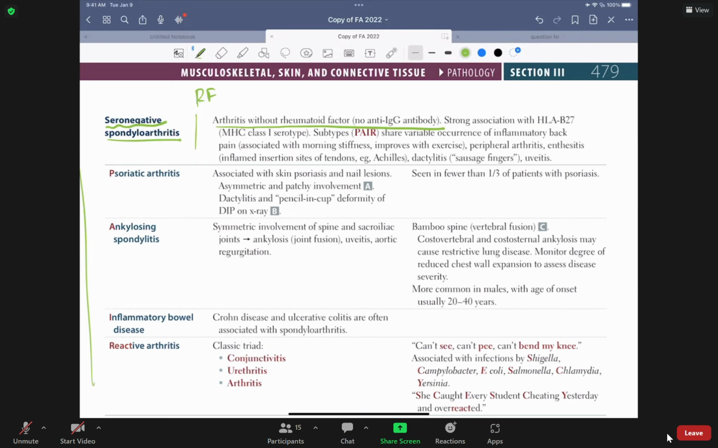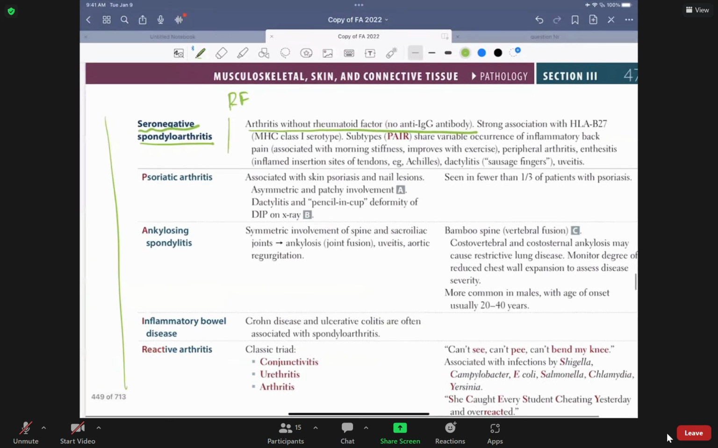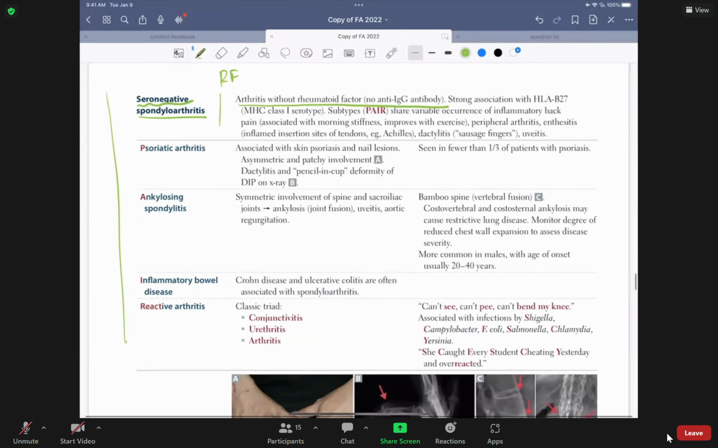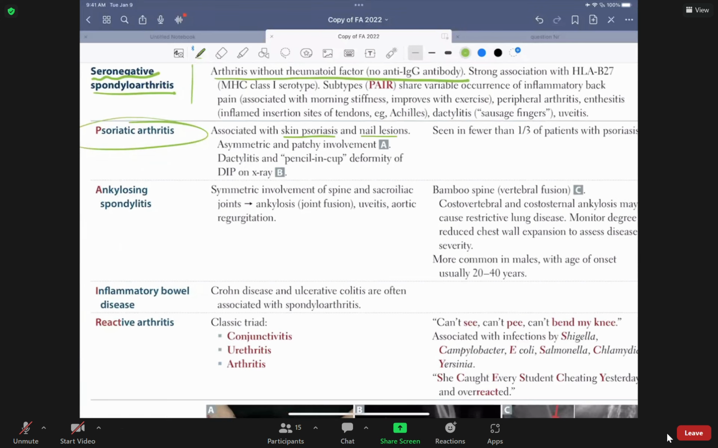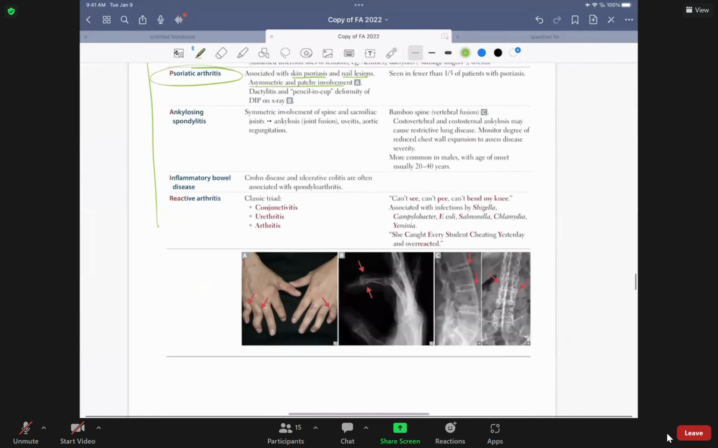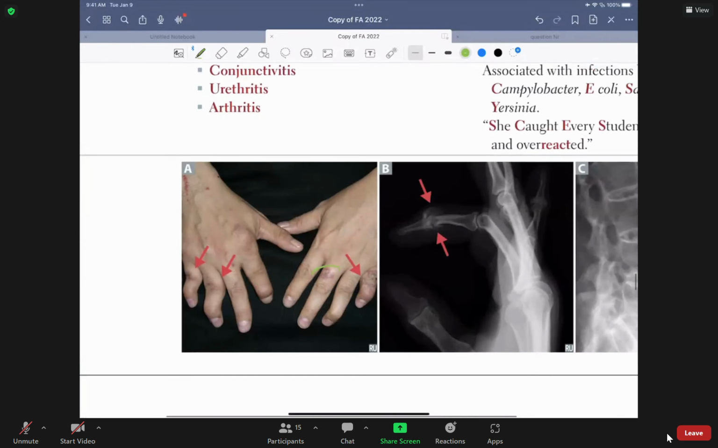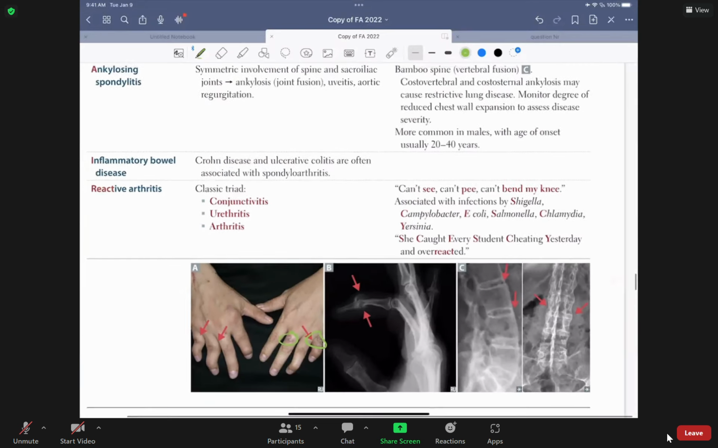All right. These are a few diseases. Let's take a look at this one. First, psoriatic arthritis. Nobody can miss this question because why? These people will also have skin psoriasis, right? So they will give enough information: associated with skin psoriasis, nail lesions, asymmetric and patchy involvement. Look at the picture, folks. You know, that's a silvery scale. You could see that, okay? Silvery scale appearance of that.